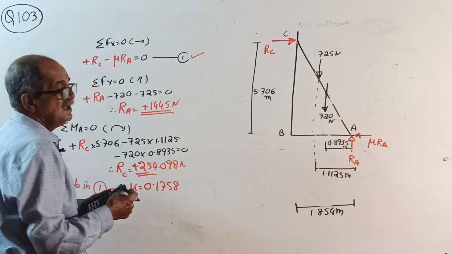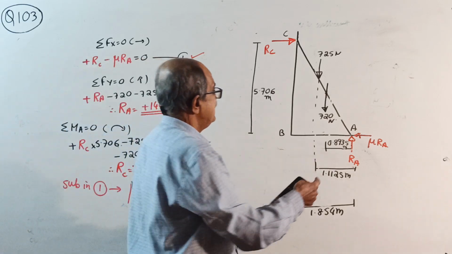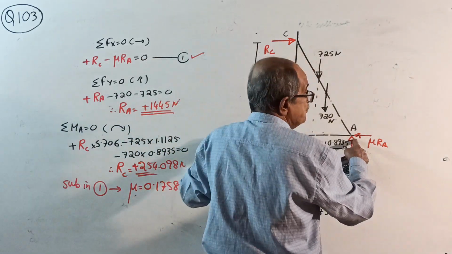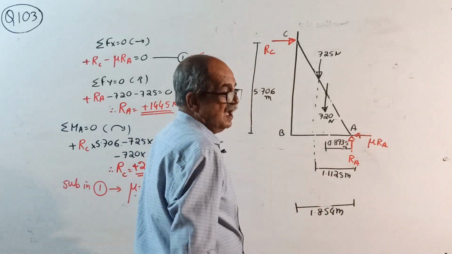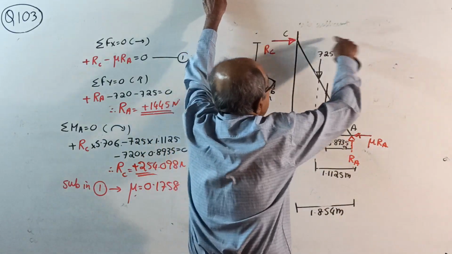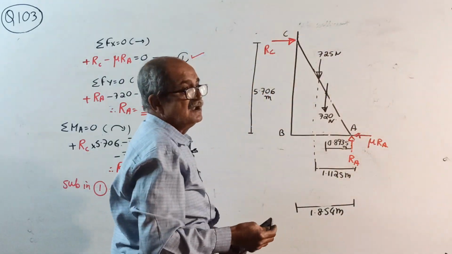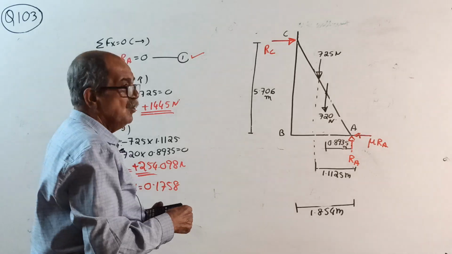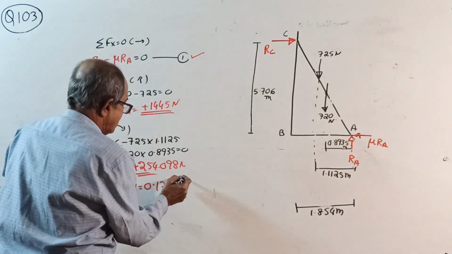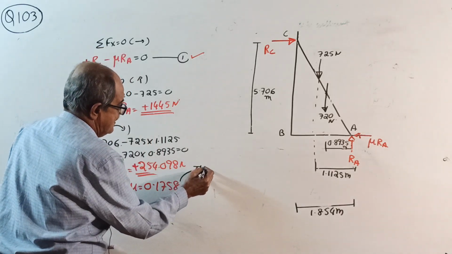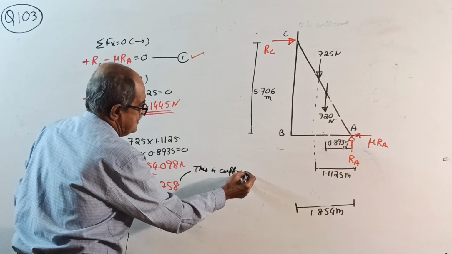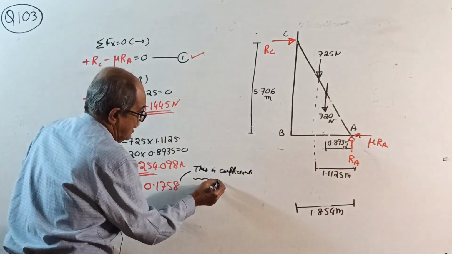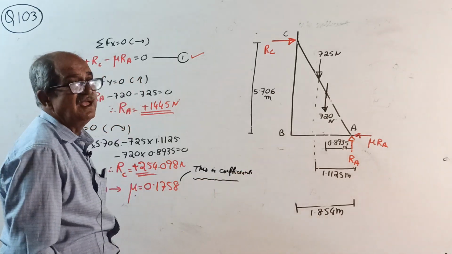Actually, when you take moment here, 5.706 is correct. When I wrote there, the numbers got interchanged. I can make out RC into vertical distance. Now make a note. This mu is the coefficient of friction at the base, at the bottom of the surface.